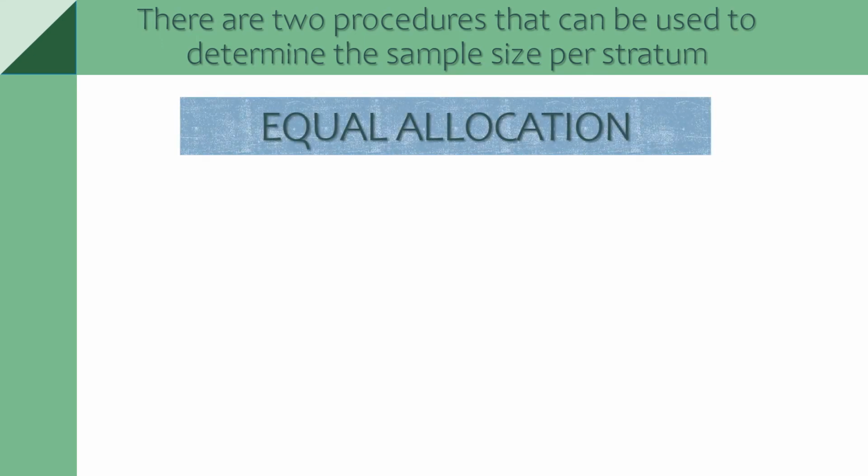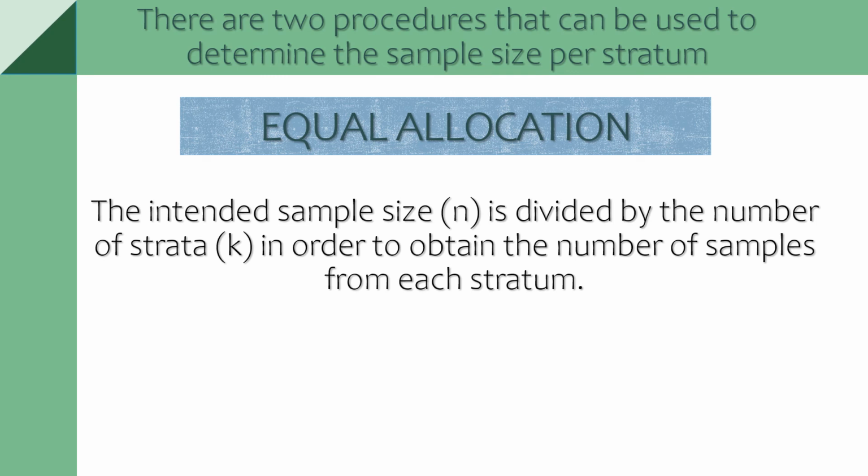What does equal allocation mean? The intended sample size n is divided by the number of strata, k, in order to obtain the number of samples from each stratum. Actually, these are groupings. So equal allocation means you take an equal number from each. For example, you conduct a survey in the accounting department.